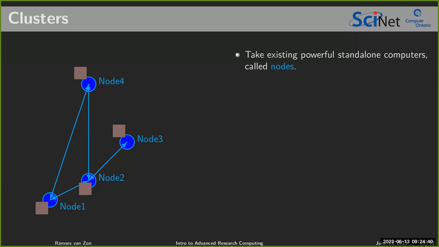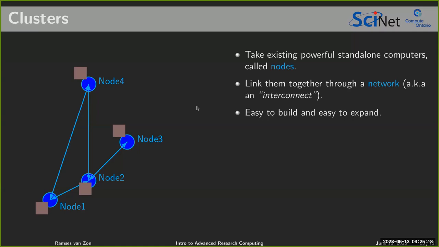A cluster is like taking powerful standalone computers, like workstations that could do a computation themselves. We will call those computers nodes because we're going to link them up with a network. And so here's a node. Node 4, for instance, has a CPU. That's the circle here and some RAM in it. That's the square. And then there's other nodes in the same cluster, and we put some wires in between them. We call a network or an interconnect, and now they can communicate. So that is easy to build, easy to expand, because if you need a larger computer, you just buy some more nodes and you put some wires into the switches and you're done. So building it is pretty simple.